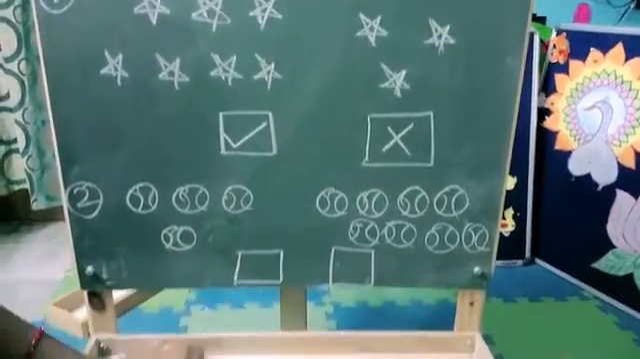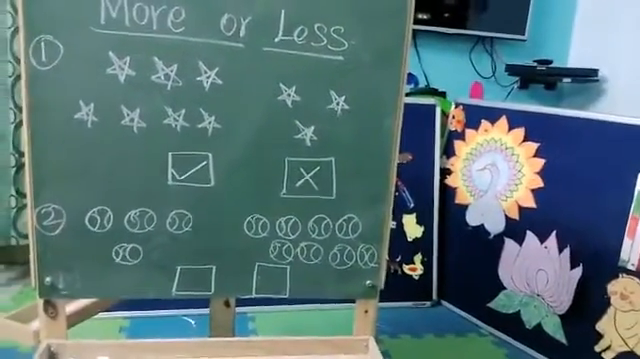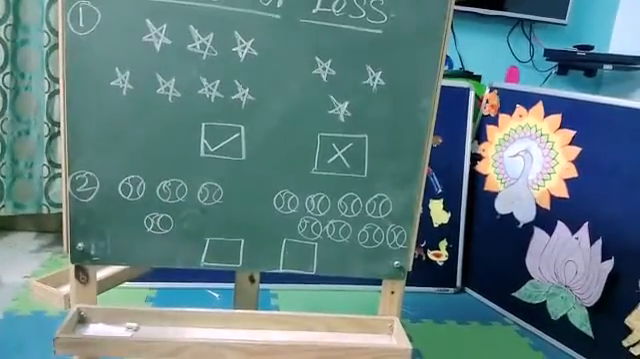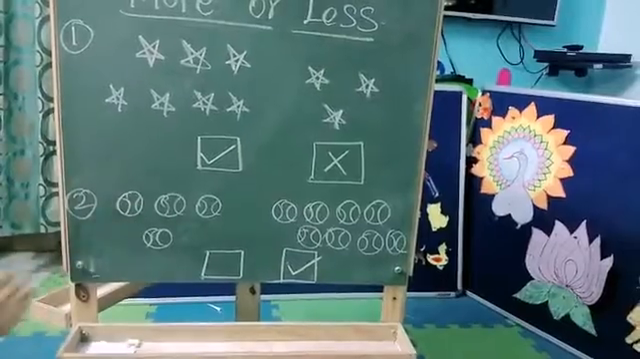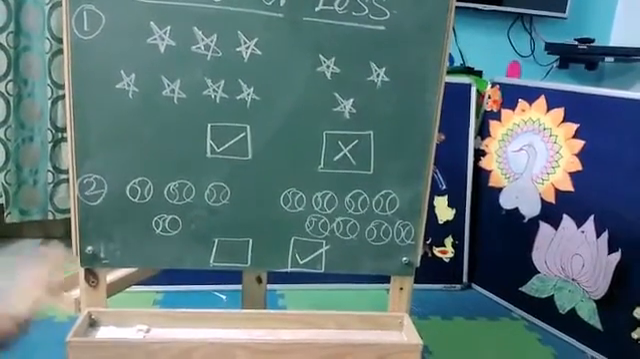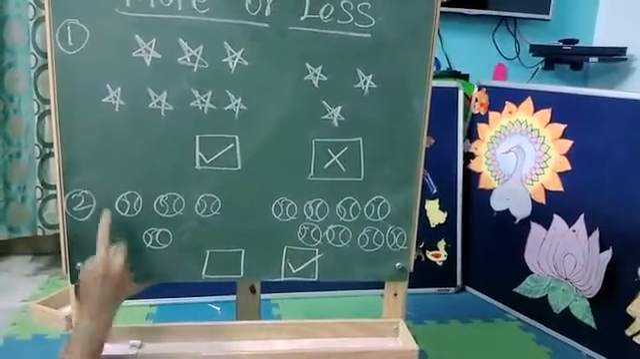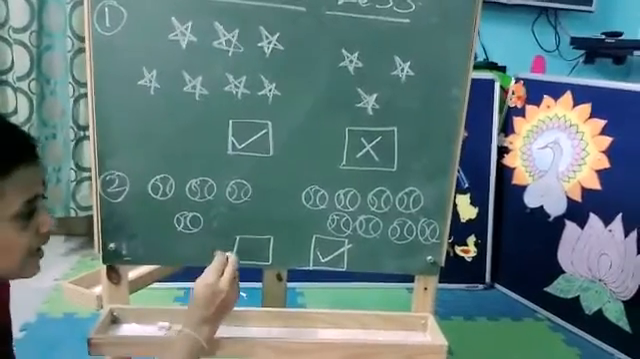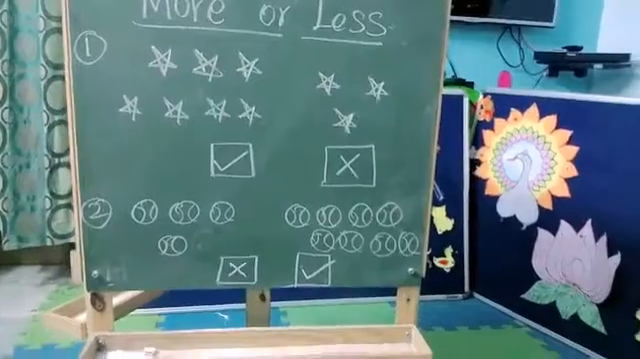Okay kids, now see the second sum. On which side can you see more balls? Excellent. Good job. For more, we need to put a tick. Without counting, if you see the objects, we can find out which side is more and which side is less. Okay kids, now which side can you see less balls? Absolutely correct. This is less. Less means you need to put a cross. Am I right, kids?